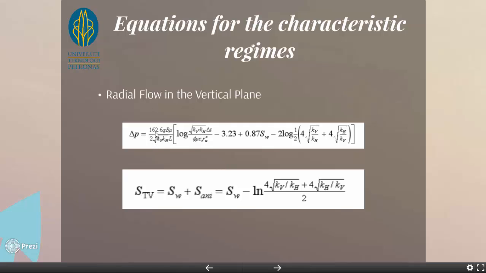Delta P is equal to 162.6 qBμ over 2 square root of kv kh L times log of square root of kv kh times delta T over porosity, viscosity, total compressibility, and radius of the wellbore, minus 3.23 plus 0.87 Sw, minus 2 log of half times 4th root of kv over kh plus 4th root of kh over kv.